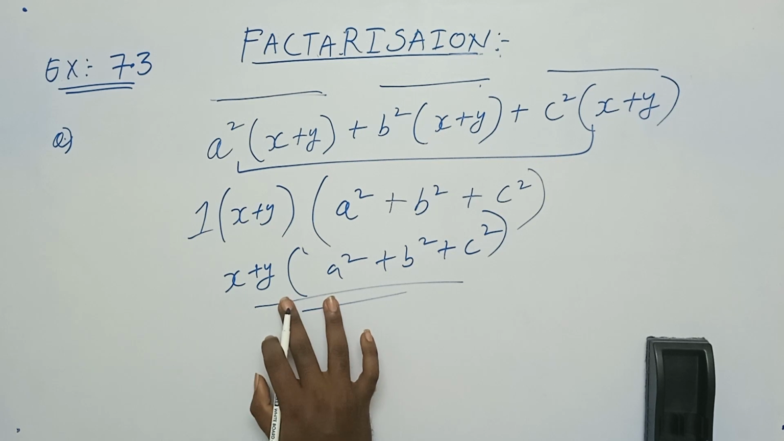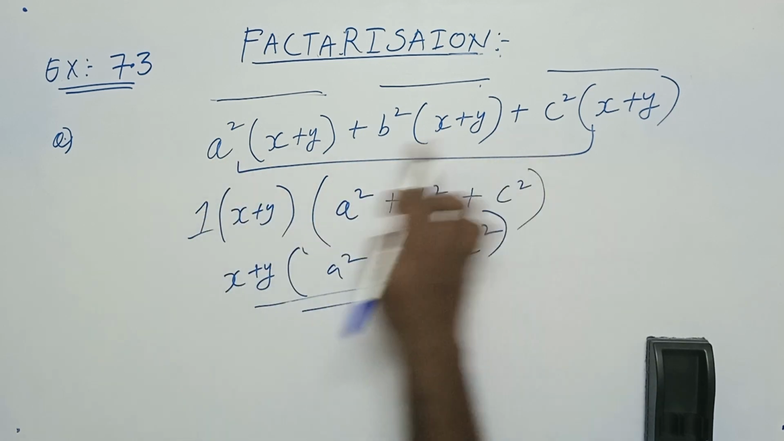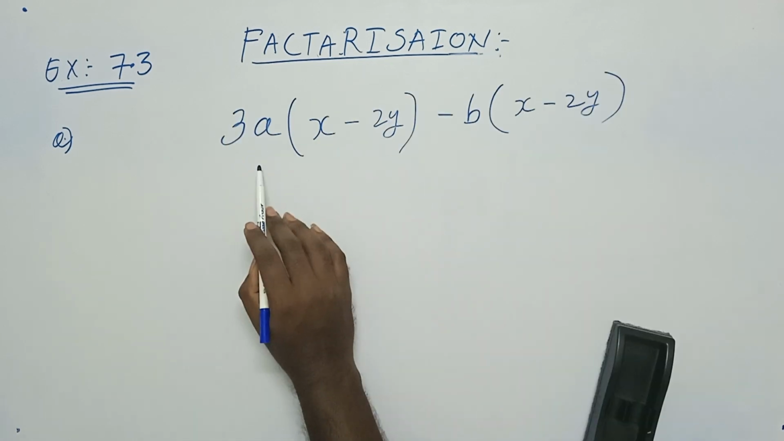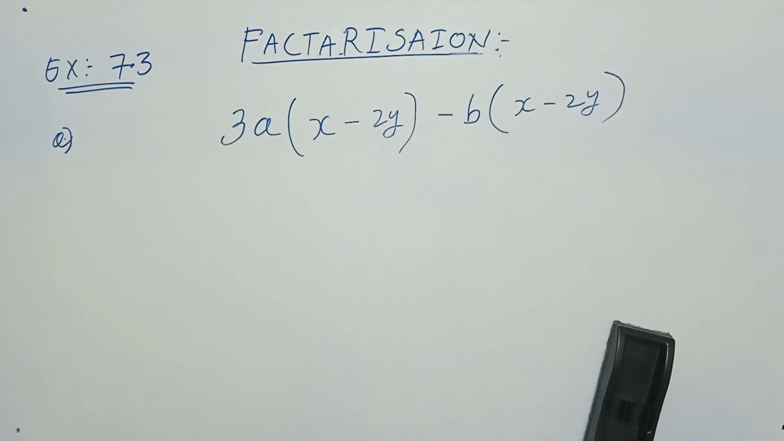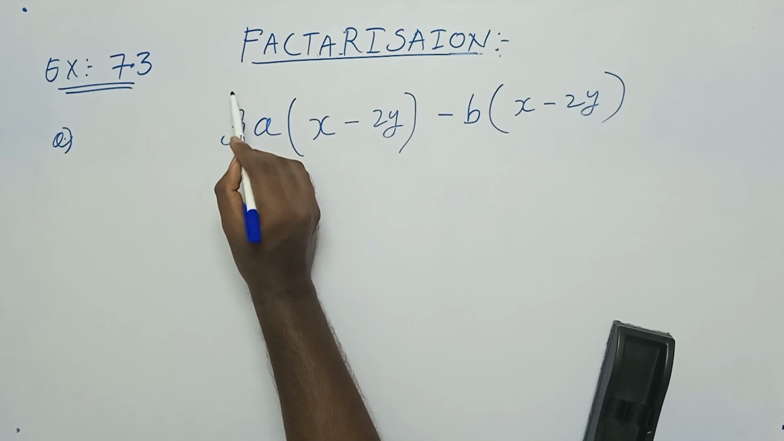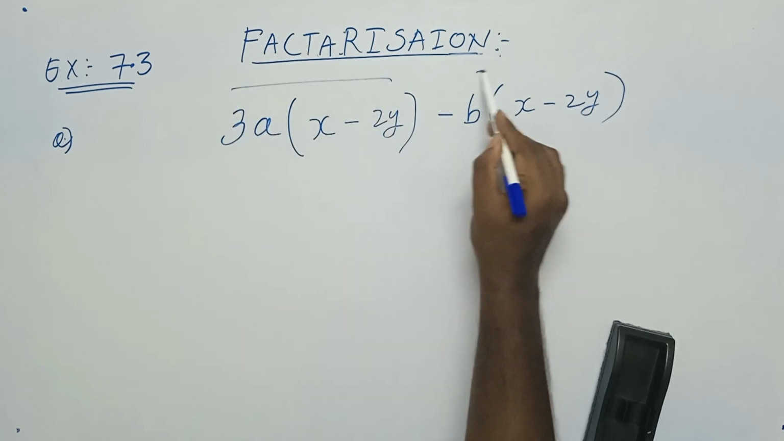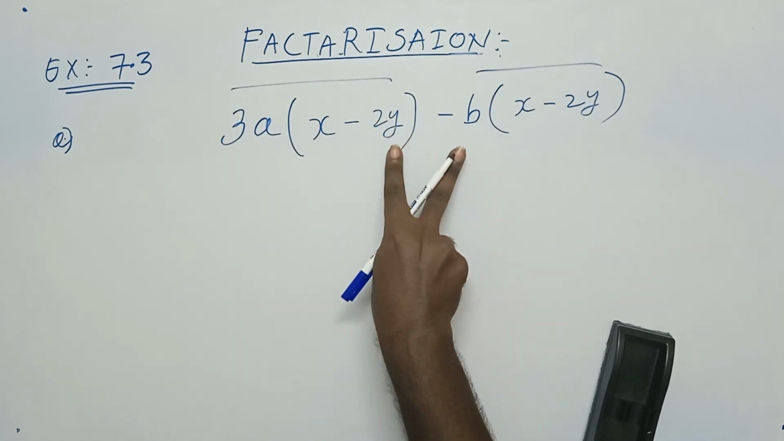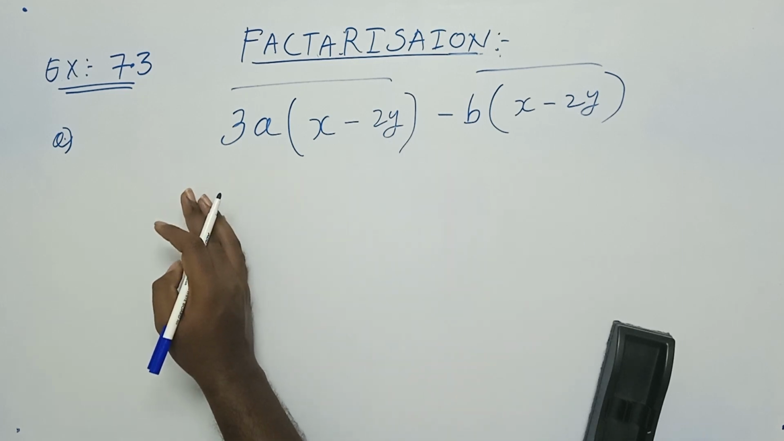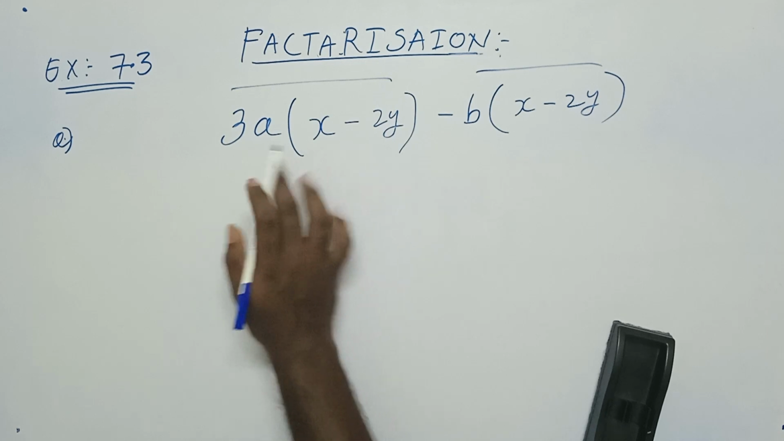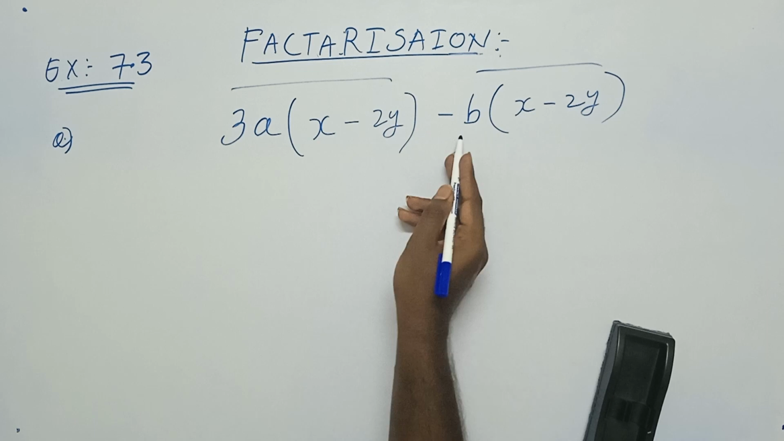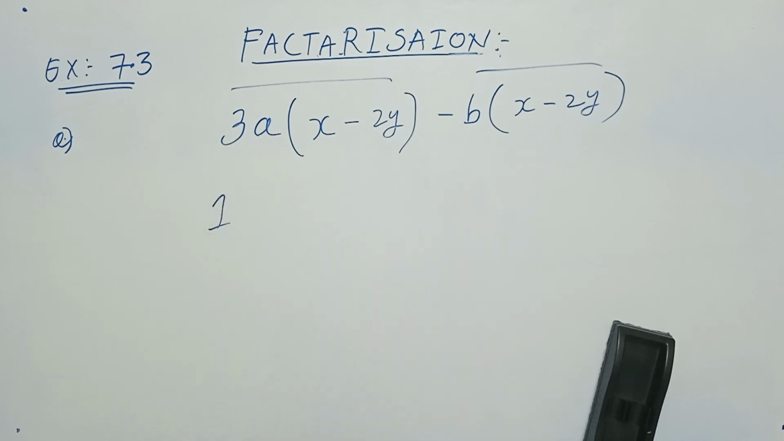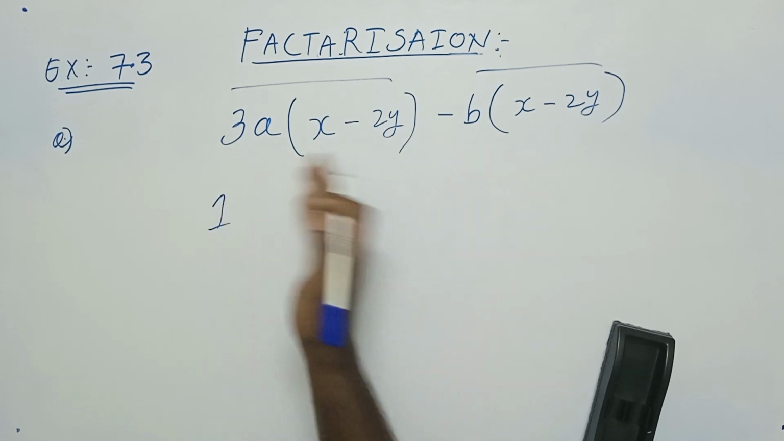So we have got the product of two factors of this expression. Our next problem is 3a of (x minus 2y) minus b of (x minus 2y). First of all, we have to determine the terms. This is one term, this is another term. Now we are going to compare these two terms by their HCF, that means we are taking common. Here you have 3a in this term, and in this term you have minus b. So what is the HCF of 3a and minus b? 1 is the HCF, because they are not common.